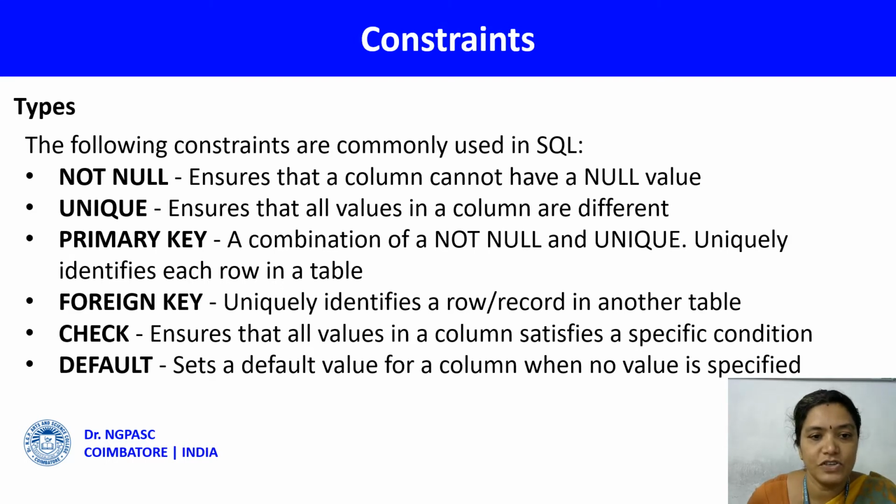The third constraint, and the most important constraint for an SQL table, is the primary key, which is a combination of not null and unique constraints. It defines a unique value for your column, and it will not allow any null values. That is, it should have unique values as well as not accept any null values.